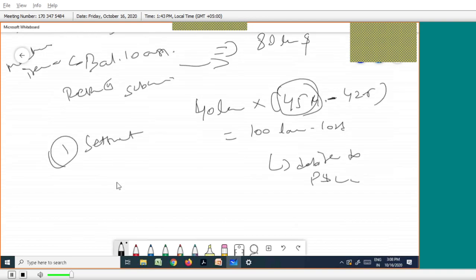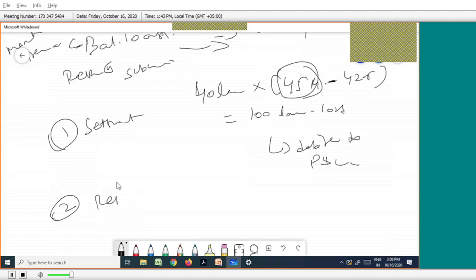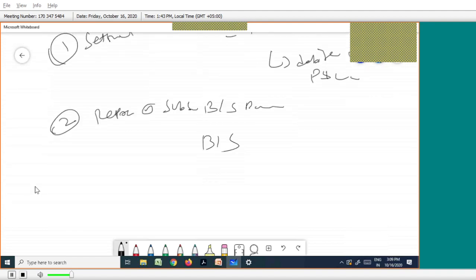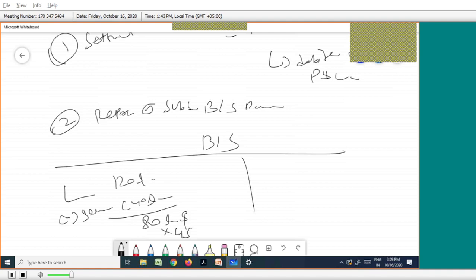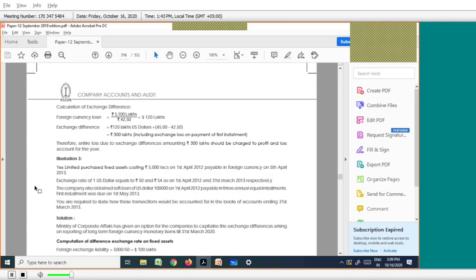The second activity is reporting at the subsequent balance sheet date. How to report? This is my balance sheet. Opening balance 120 lakh dollars minus payment settlement 40 lakh dollars. Closing balance 80 lakh dollars into 45 rupees. 80 lakh dollars into 45 rupees, how much?